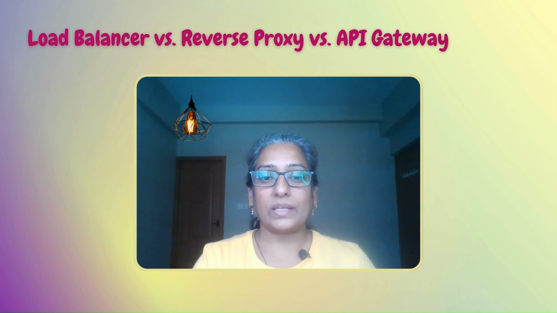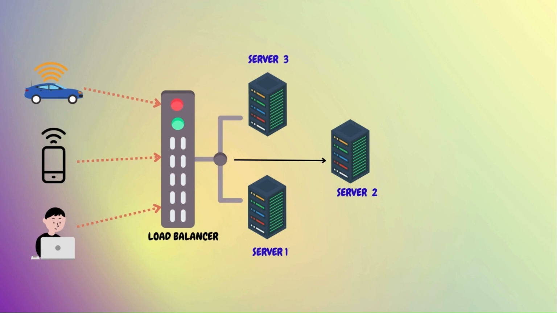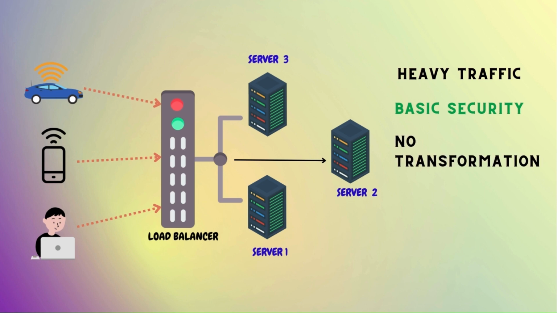While load balancers, API gateway, and reverse proxies share the goal of optimizing and managing the web traffic, they each serve distinct functions. Let's discuss them. Load balancer optimizes the resource utilization by distributing traffic among servers. They mainly are used to handle heavy traffic and ensure even load distribution. Load balancers implement a very basic security, unlike API gateway, and it does not transform request and response.